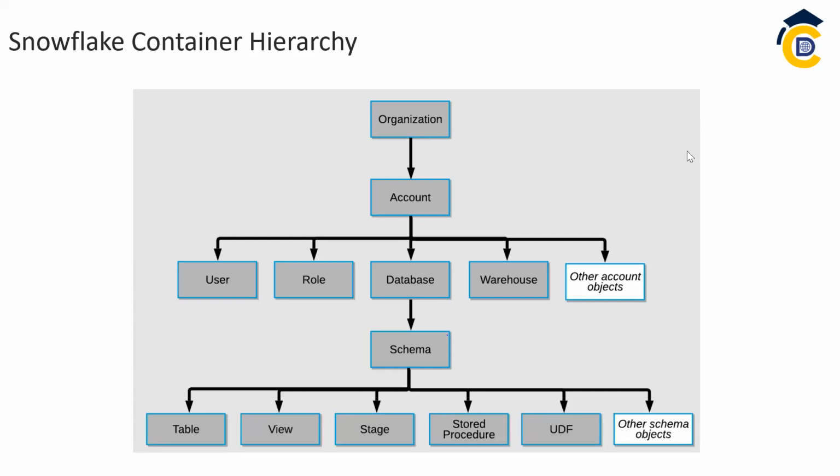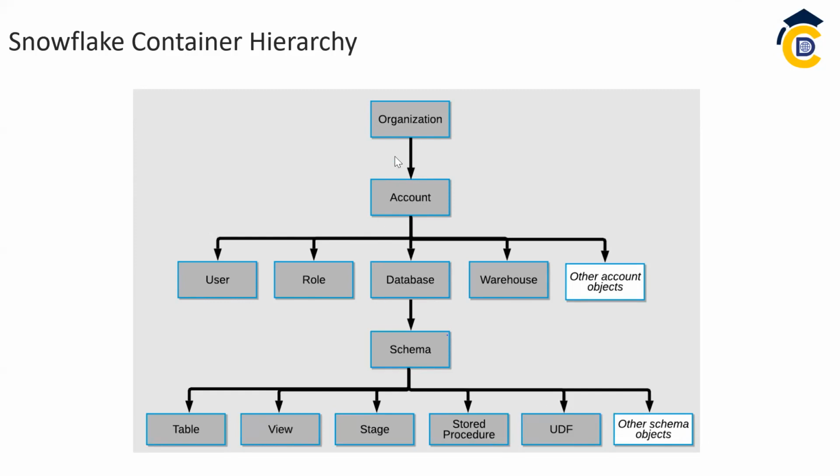See, this is the Snowflake container hierarchy. This question is asked in certifications. They will give you a certain order of hierarchy and ask you to choose which is the correct one. So this is the hierarchy. Organization comes first, then account, under account, user, role, database, warehouse, other accounts, objects, then under database, schema, table, view, stage, and all that. See, Venkat, stored procedure also, UDF, user defined function, other schema objects.